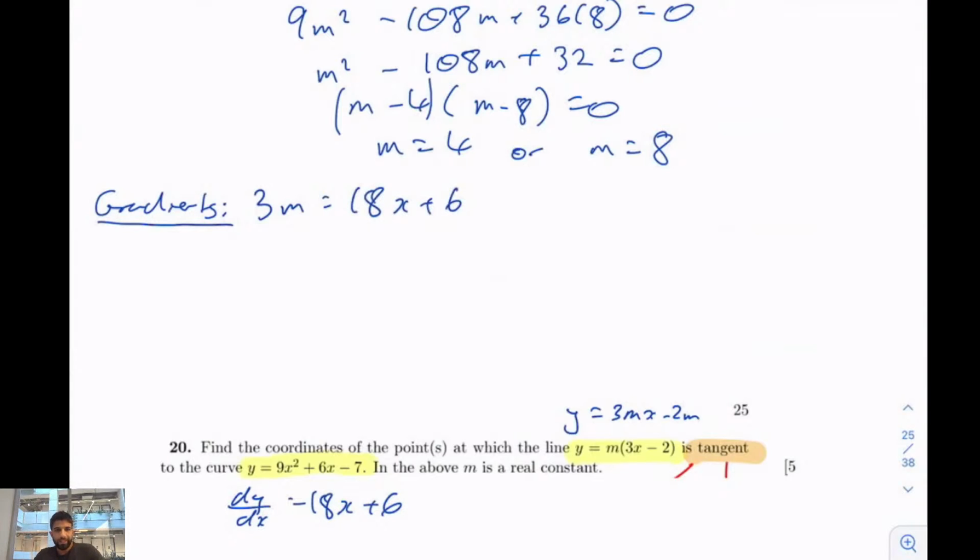We can then make x the subject, because we are looking for the coordinates of where they meet, where they have the same gradient, and where they meet only once. So that's why we have the two conditions. We are looking for x values that satisfy both conditions. One condition is that they meet only once, that's this, and the other condition is they have the same gradient.